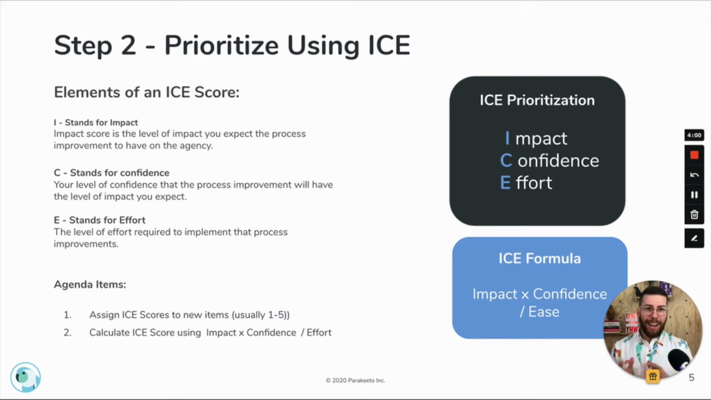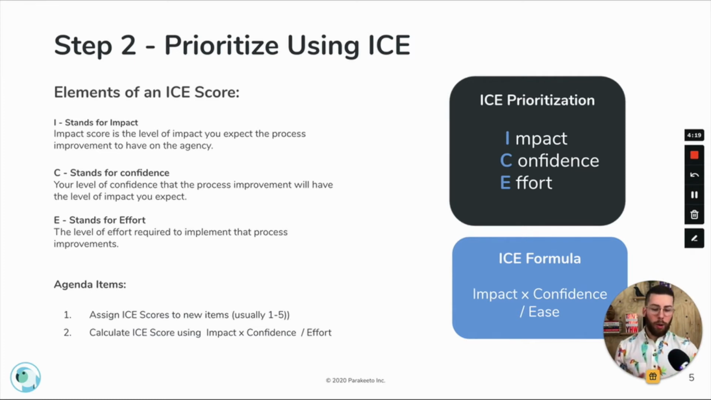So we want to assign a score to each of these things. And then the formula we use to prioritize these is we take our impact score, we multiply it by our confidence score, and then we divide it by effort. And what that's really going to help us surface is, what are the ideas that are going to have the highest level of impact, that have the highest probability of working, and that are going to take the least amount of time and effort to implement.